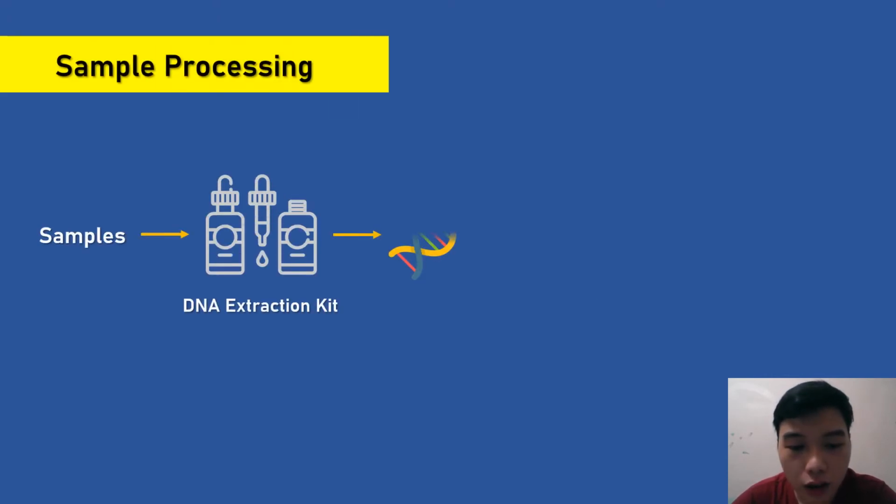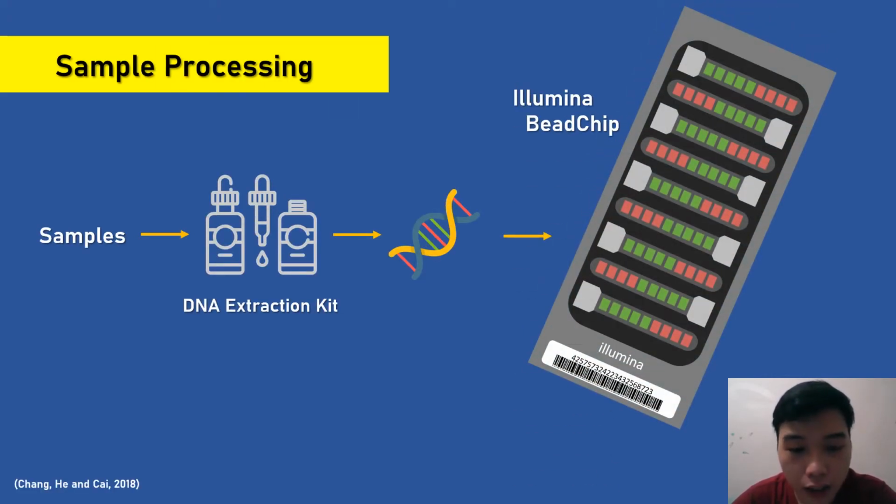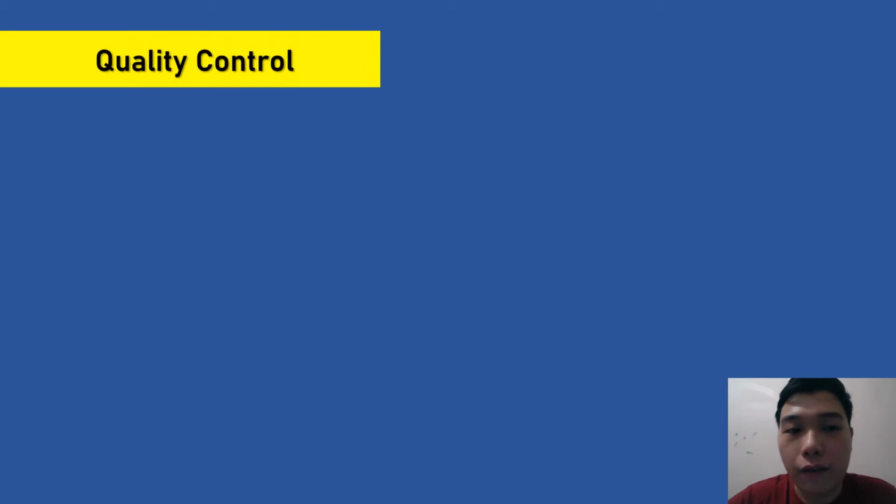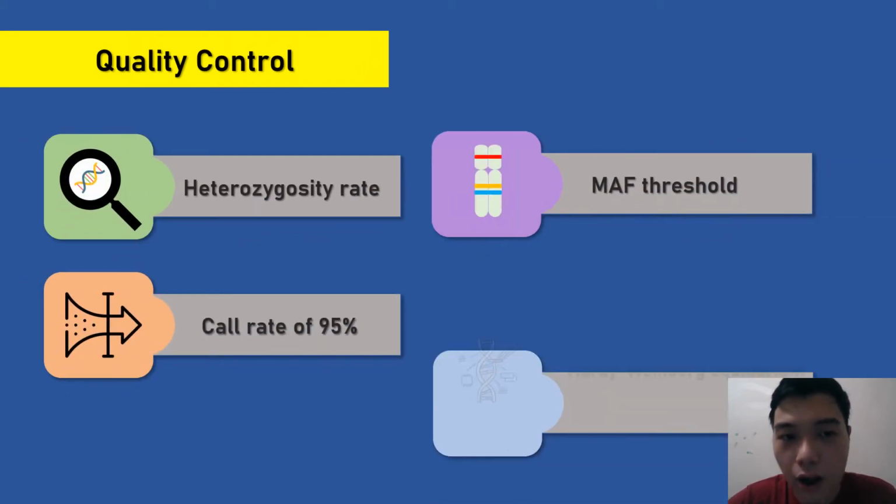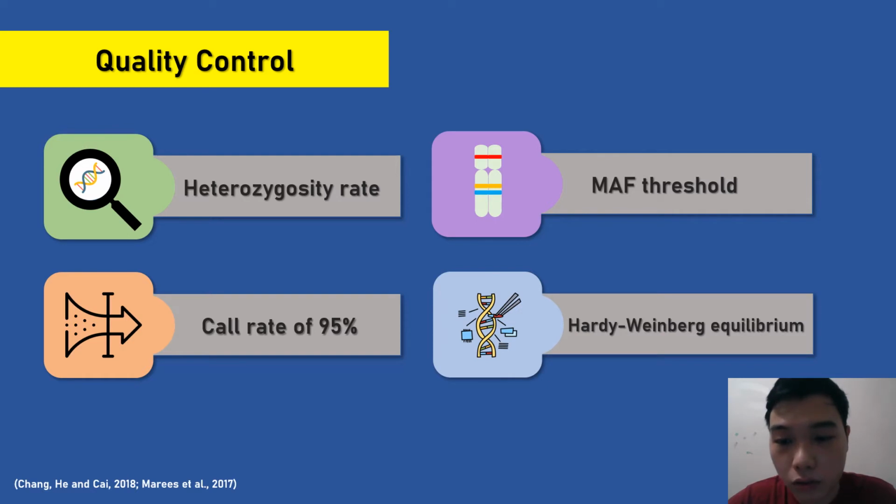For sample processing, all the samples were subjected to DNA extraction, and then to conduct genotyping, we'll be using Illumina's bead chip microarray technology to assay all of the SNPs. Before analysis, we'll have a quality control, which is important to screen and exclude samples that have high or low heterozygosity rate. Excess heterozygosity rate may indicate sample contamination. Besides, SNPs must also be screened and filtered using a call rate of 95%. This is to remove SNPs with more than 5% of missingness.